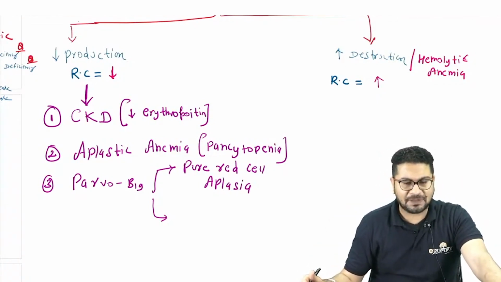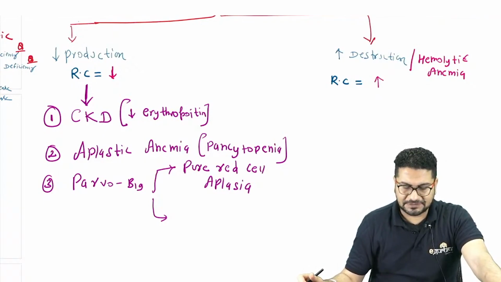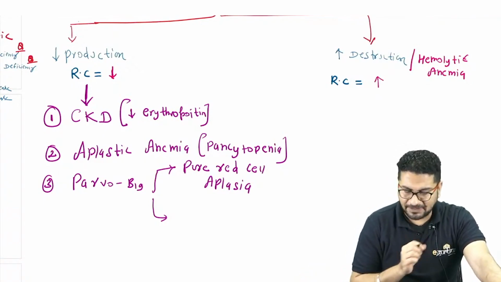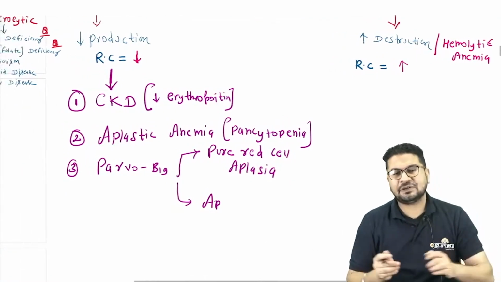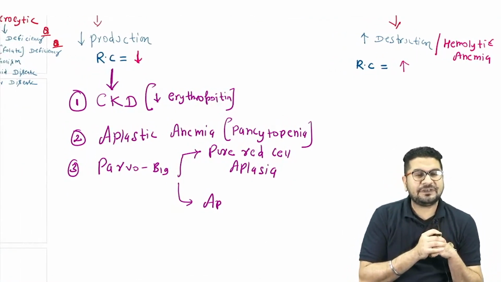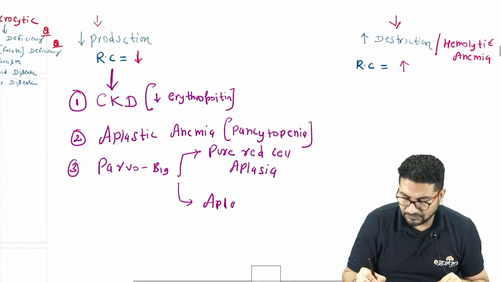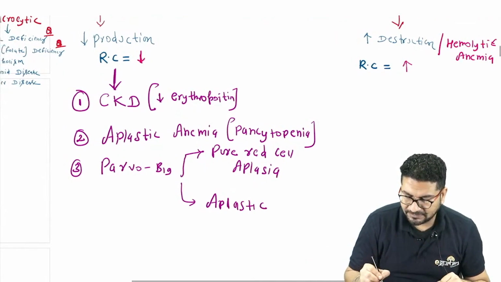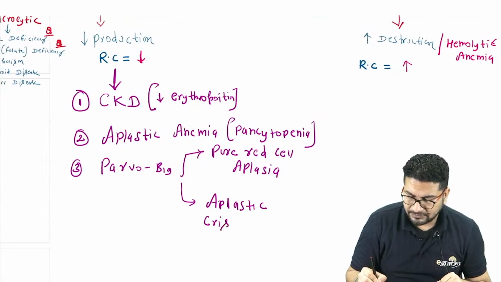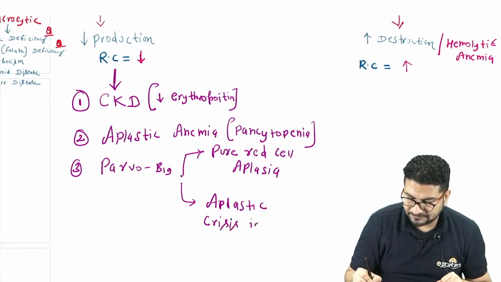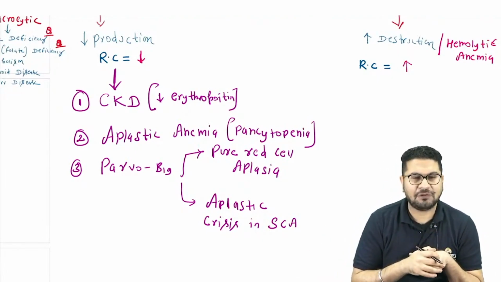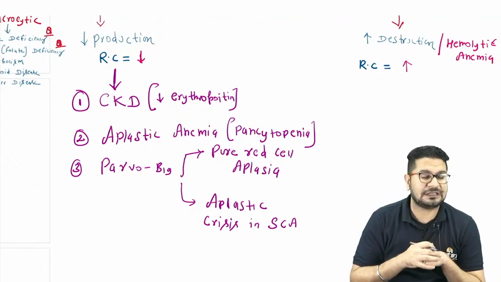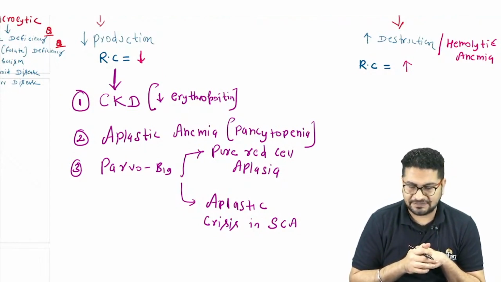And if I say this parvovirus B19, sometimes it can lead to, suppose a patient is already having anemia, like a patient having sickle cell anemia. In those patients, it can lead to worsening of symptoms. We call this aplastic crisis in sickle cell anemia. Means patient is already having sickle cell anemia and now he developed aplastic anemia. That is what we call aplastic crisis.